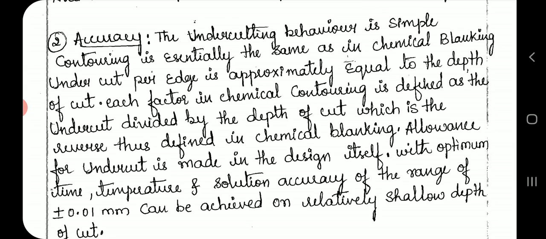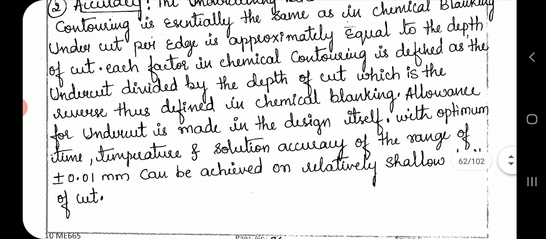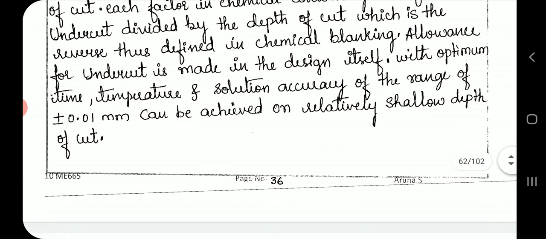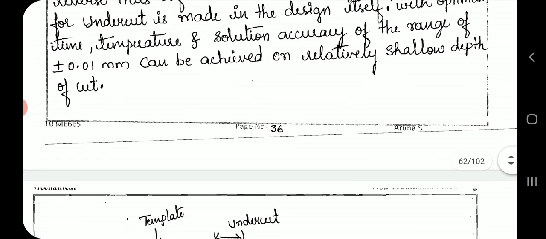Accuracy: the undercutting behavior is simple. Contouring is essentially the same as in chemical blanking. Undercut per edge is approximately equal to the depth of cut. Etch factor in chemical contouring is defined as the undercut divided by the depth of cut, which is the reverse of that defined in chemical blanking. Allowance for undercut is made in the design itself. With optimum time, temperature and solution, accuracy in the range of plus or minus 0.01 mm can be achieved on relatively shallow depths of cut.